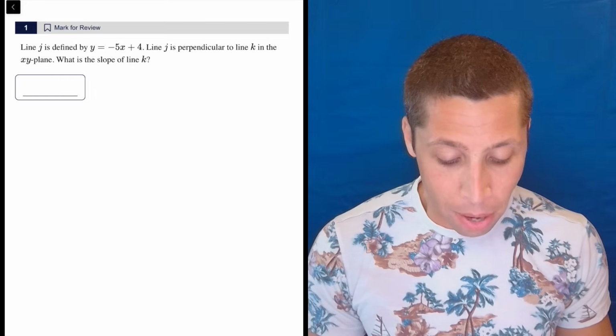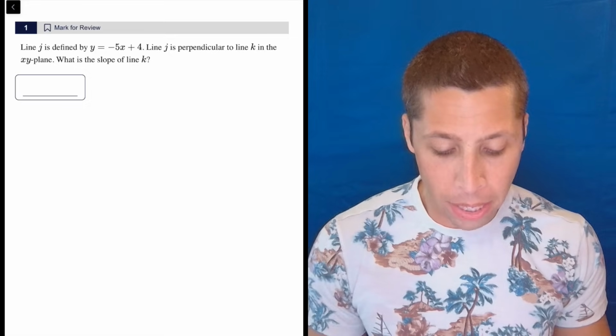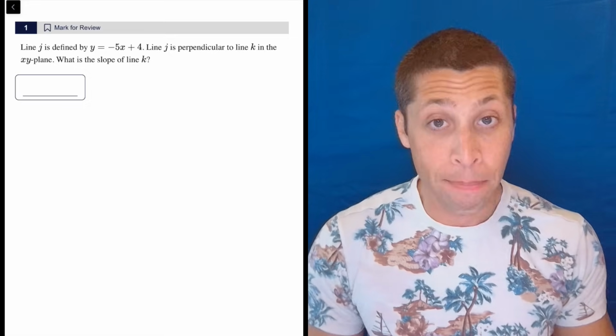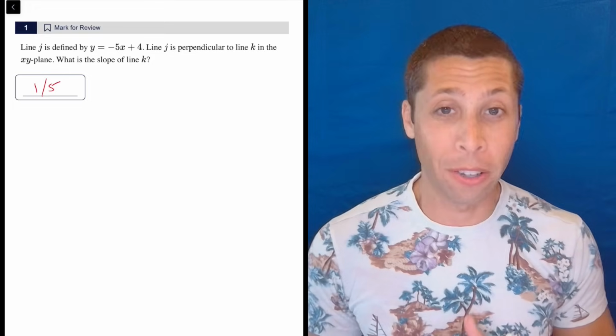Line J is defined by y equals negative 5x plus 4. Line J is perpendicular to line K in the xy plane. What is the slope of line K? It is 1/5.